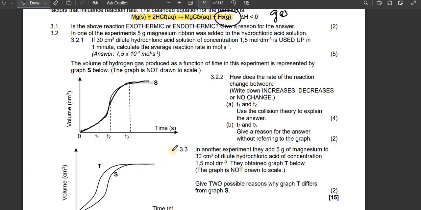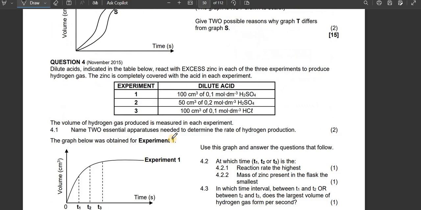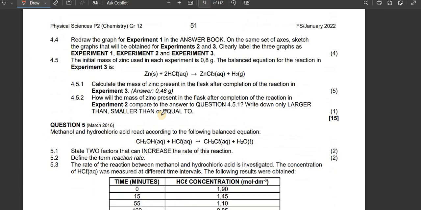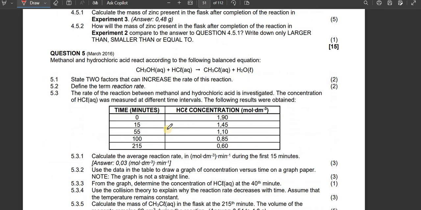And T and S means you actually did maybe 2 experiments there, but I just want to quickly run through so that you check. And then here, what did they use? They used diluted acid, right, which is reacting with a zinc. So it's still a metal and an acid. It's a gas forming reaction. Gas forming. And because you're going to produce a gas, that's why your graph is like this. You see?